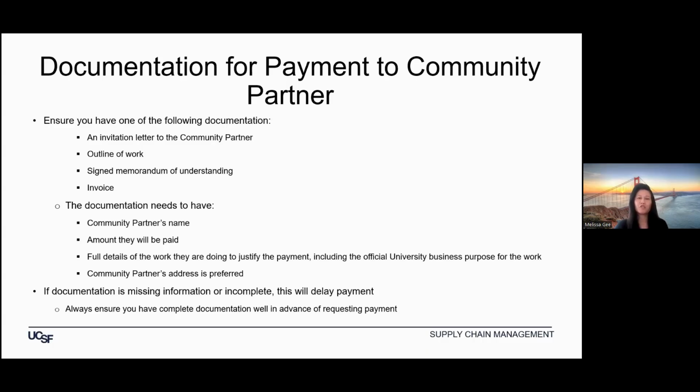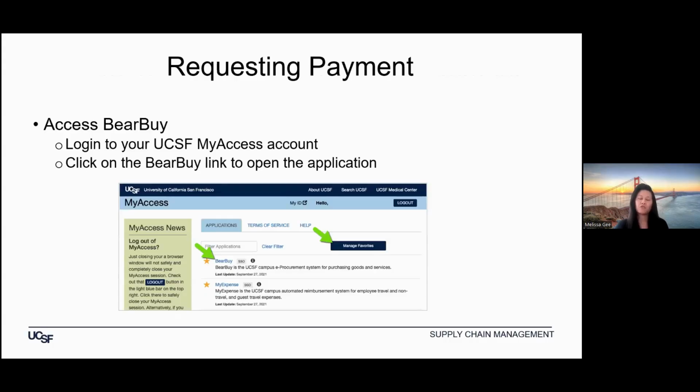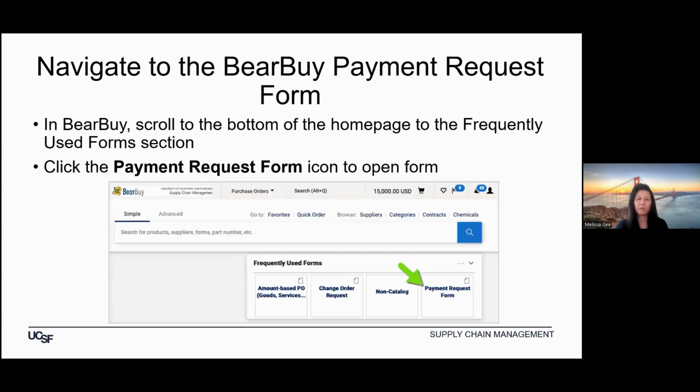So now let's move on to how do you request payment. You request payment within Bearby, and you access the system through UCSF My Access. So you log into My Access, and then you look for the Bearby link, which I've highlighted there, and you click on it, and it opens the system. Once you're in Bearby from the home page, you want to scroll down to the bottom where the frequently used forms section is. Then there's an icon called the payment request form. You click it, and the form will open.